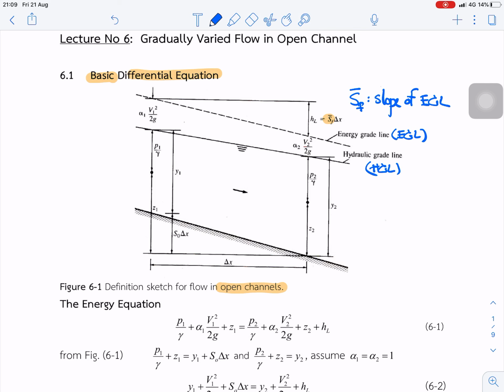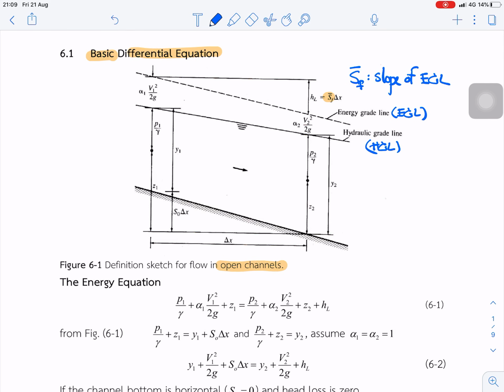Okay, how do we get the energy grade line? The other one is S naught, the slope of the channel bottom.